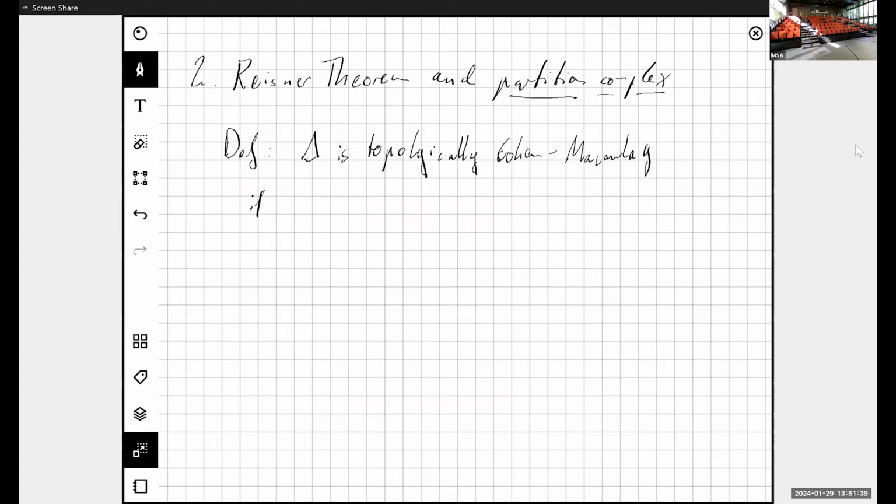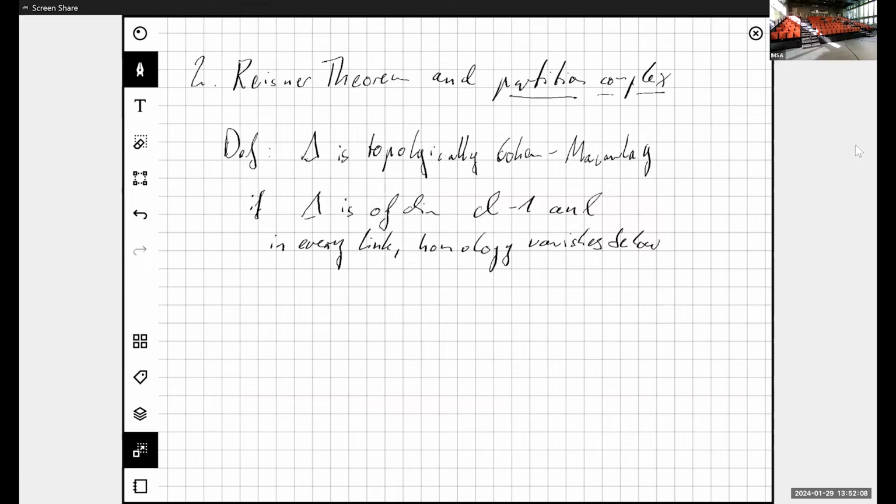If delta is of dimension d minus 1, and in every link the homology vanishes below the top dimension. That is, what do I mean by that?